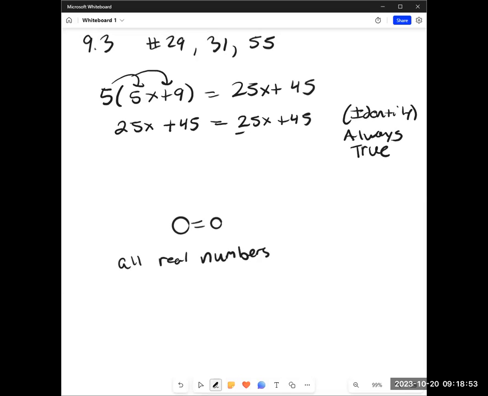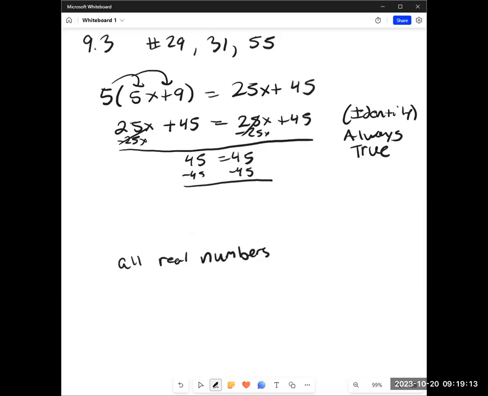So if I would subtract 25x from both sides, I'd be left with 45 equals 45, which again is an identity that's always true. If somehow I didn't see that, I could subtract 45 from both sides and I'd get 0 equals 0. And that's definitely a statement that's always true. So that's an identity. All your identities should end up, eventually, if you do all the arithmetic, as 0 equals 0.